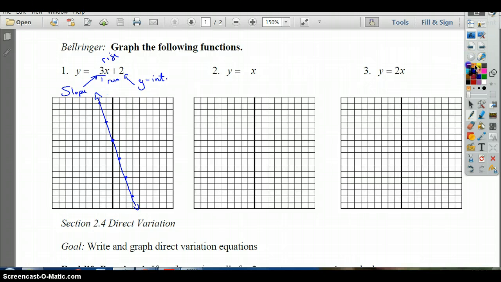Number 2. Again, my slope here is negative 1 over 1. My y-intercept is 0. So I put a point at 0, 0 on the y-axis, over 1, down 1 every time. So you can see here, I'm going to have this diagonal line going backwards. And here we go. There's my line 4, y equals negative 1x.